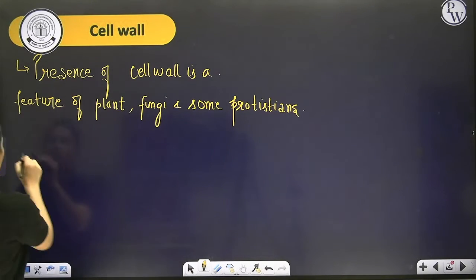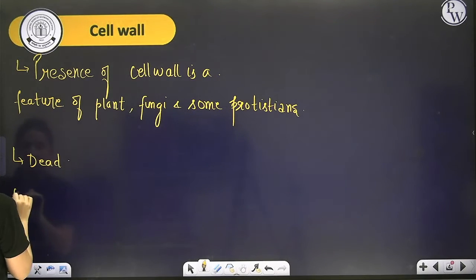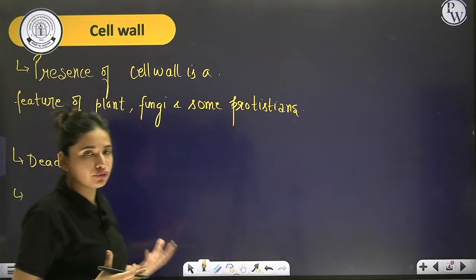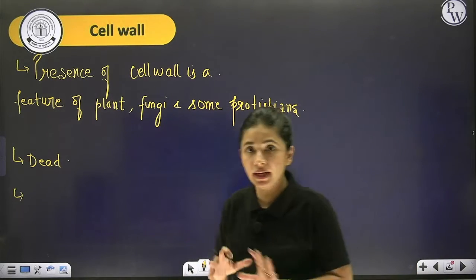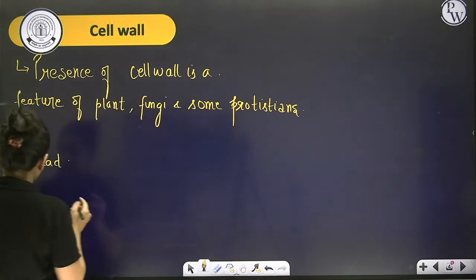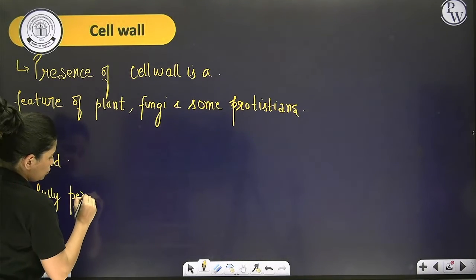Second, beta, it is a dead layer. Dead means it will not act as a barrier for the movement of material, and yes, it is a fully permeable layer through which any material can easily move in and out.